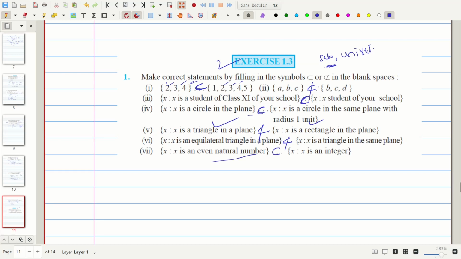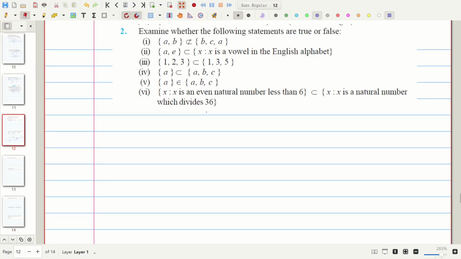Those are even natural numbers 2, 4, 6, and 8, and these are present in the integers. Integers contain positive numbers, negative numbers, and 0. But these even numbers are present in the integers, therefore we can say it is a subset. Now come to the second problem.